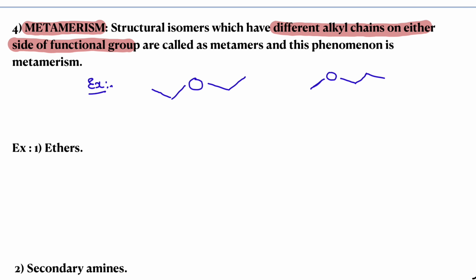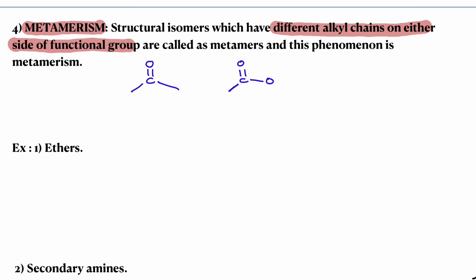So in order to exhibit metamerism, the functional group should be attached to two alkyl chains. It means it must be a bivalent functional group. So, what are the examples? Just now I gave ethers as one of the examples. You can see ketones. Ketones can exhibit metamerism. Esters can exhibit metamerism. Esters, because this side it has a carbon chain, an alkyl chain. This side also it has an alkyl chain. Esters can exhibit. 2-degree amines can exhibit. 3-degree amines can exhibit.